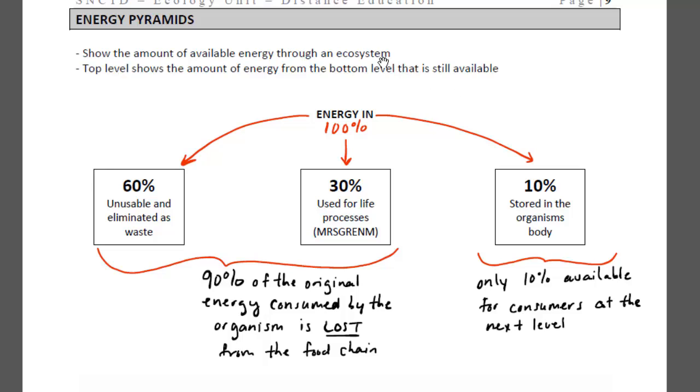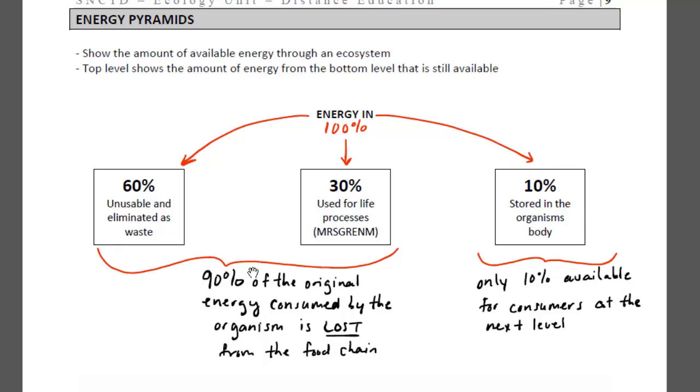We have a theory that says that when energy comes into an organism, so when you eat food, 60% of that is actually not usable and you actually eliminate it as waste. Only 30% of your food are you actually using for energy and to run your body, and then 10% of it gets stored in the organism's body.